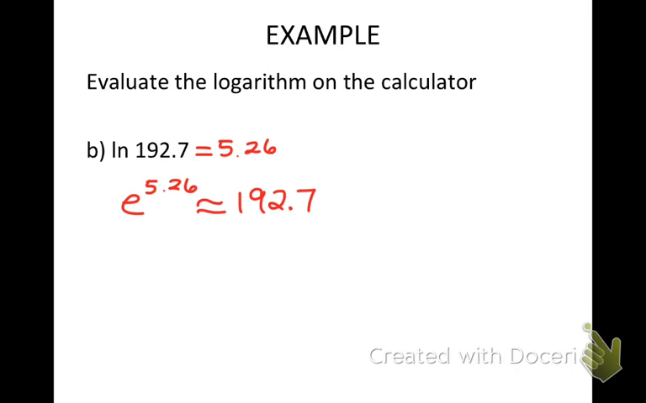192.5. Okay, so yeah, our rounding throws it off a little bit, but it's pretty close. Okay? If I wanted to evaluate e to the 5.26 power, I would hit second and the natural log button, and then 5.26, and it would get me 192.5 like Jenna said. So we're off a little bit. All right, we can type in natural logs into our calculators.